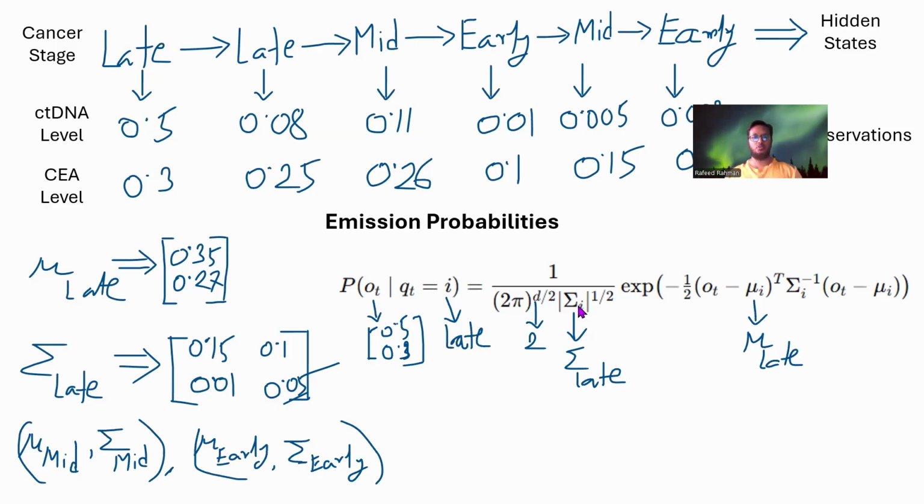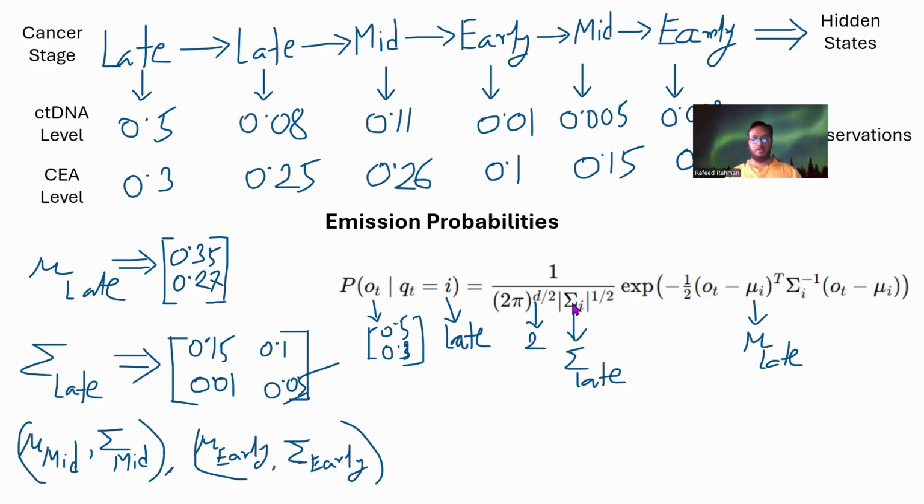Let me actually show you and illustrate the thing that I'm trying to make sense of. So first of all, suppose we are talking about time step 1. So here we have 0.5, 0.3. So we push the vector 0.5, 0.3 right here. And this is late stage, so we push late right here. How many variables do we have here? We have two variables, so d equals 2.